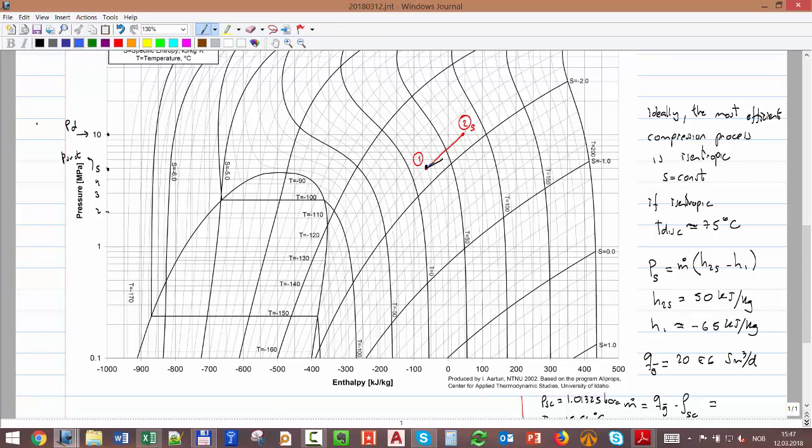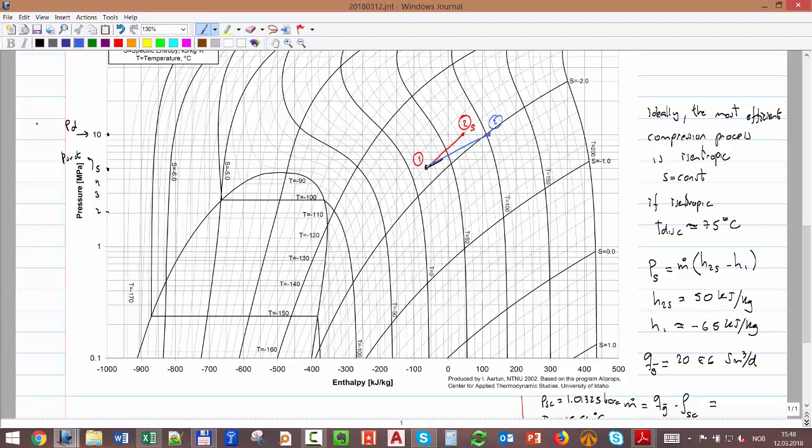Okay, so for these two reasons, my compression process actually looks something more like, I'm going to put it in blue, my real compression process will look something like that. To know exactly the trajectory, we have to go inside the machine and see exactly what is happening with the fluid in every step. But that's a bit complicated.